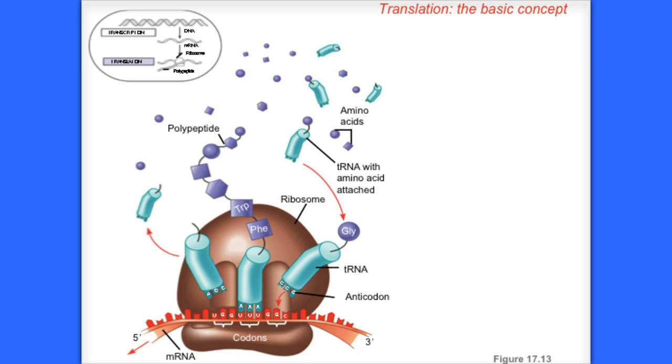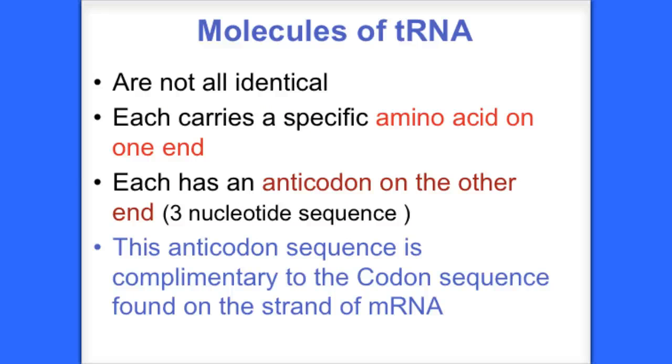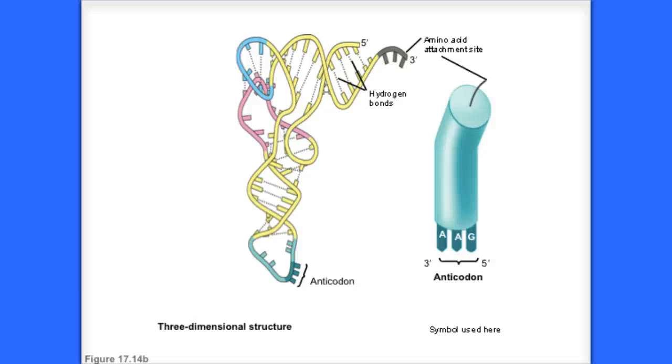Then the larger subunit will come and attach to the whole of these components: the smaller subunit, the messenger RNA attached with it, and the transfer RNA carrying its respective amino acid. Now this is a three-dimensional molecule of a transfer RNA. It has the anticodon site and an amino acid binding site.